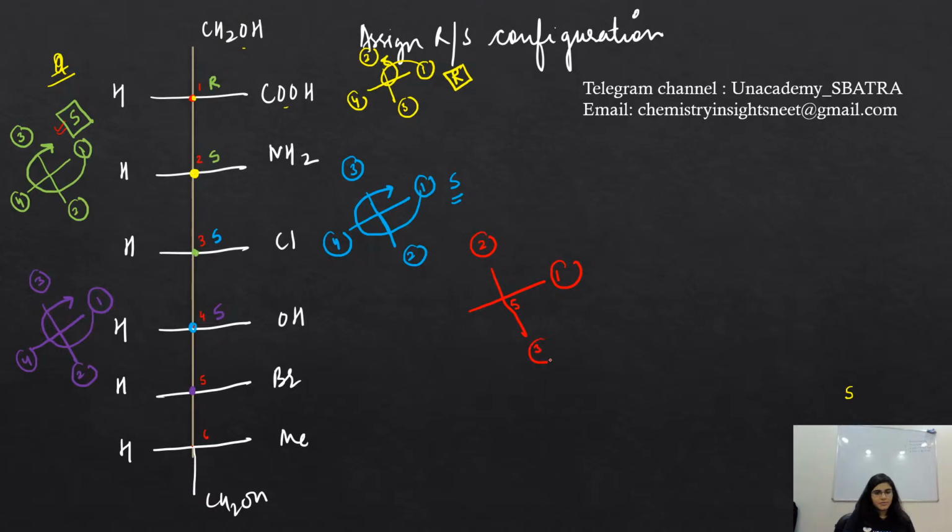Third will be given to this N, followed by this one. So 1 to 2 and 2 to 3 this time, right? 1 to 2 and 2 to 3. So this is now S and this would be R. Is everyone clear? This question is clear.